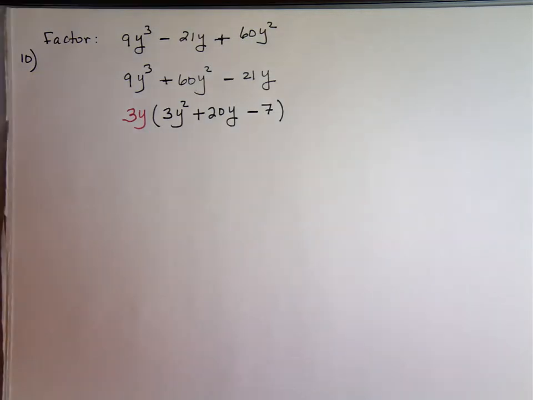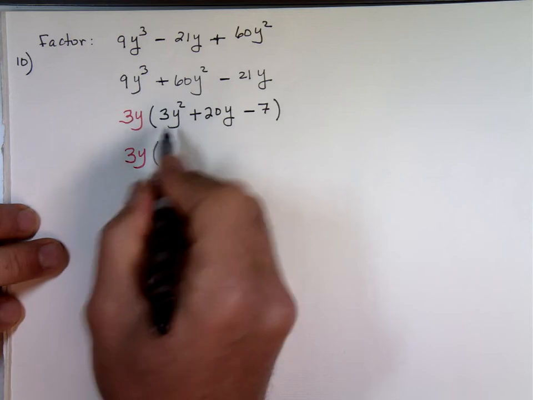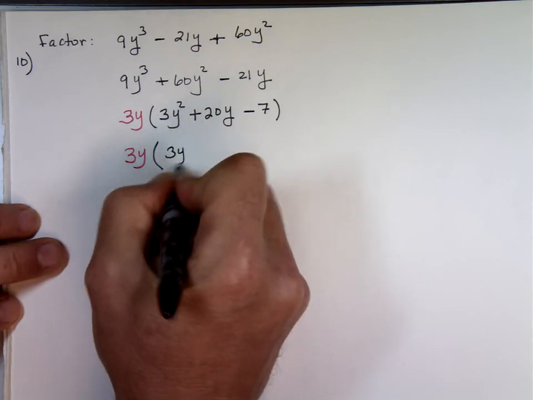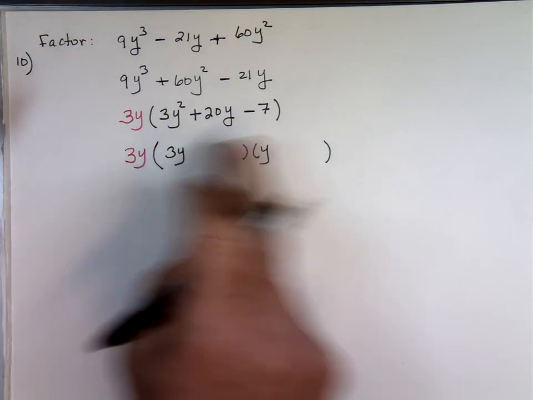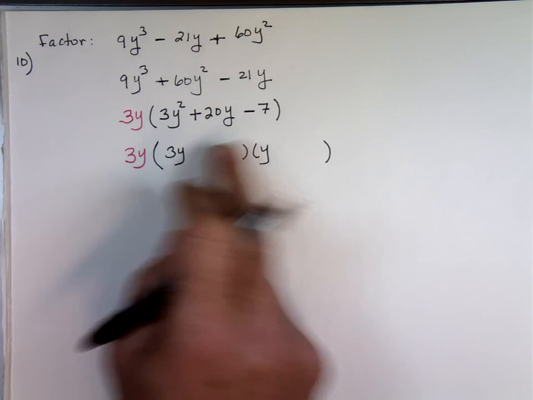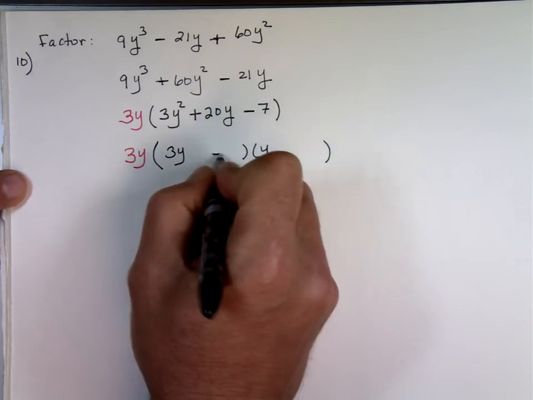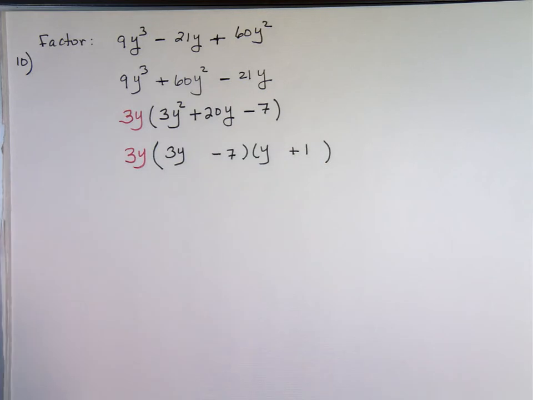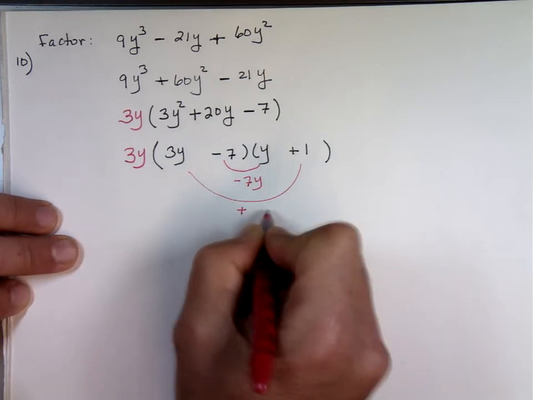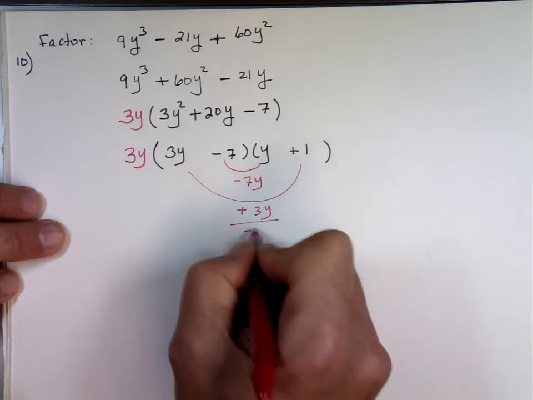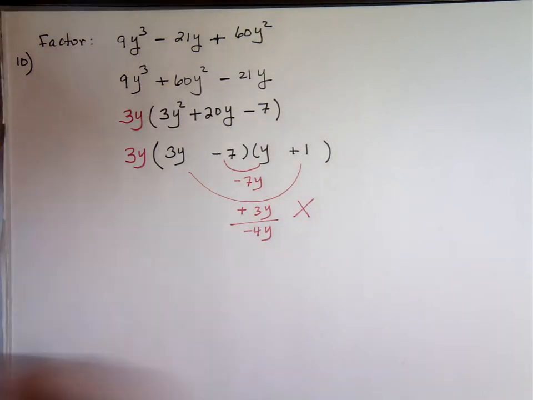Well, can I continue factoring? This will be 3y and y. And the negative 7, it's either going to be negative 7 plus 1 or plus 7 minus 1. So let's try negative 7 plus the 1 here. See if that will do it. Negative 7y plus 3y, no way, negative 4y, not good. Let's put the negative 7 there and the 1 here.